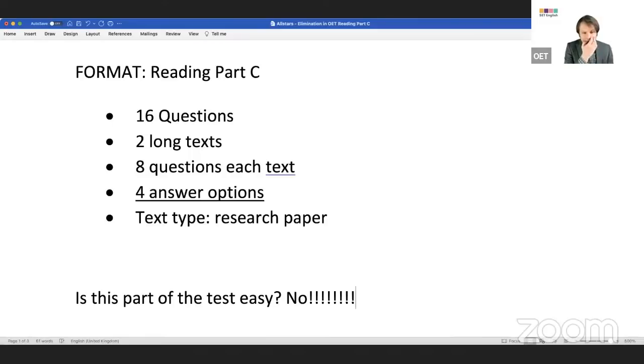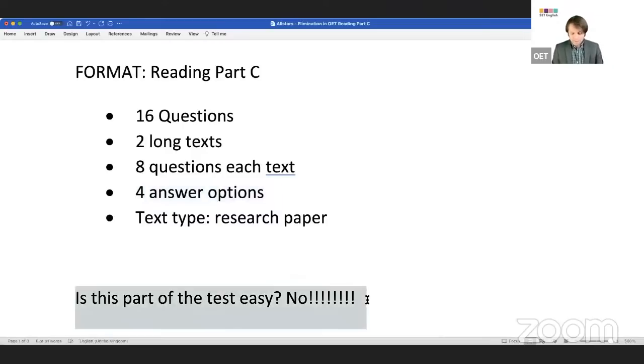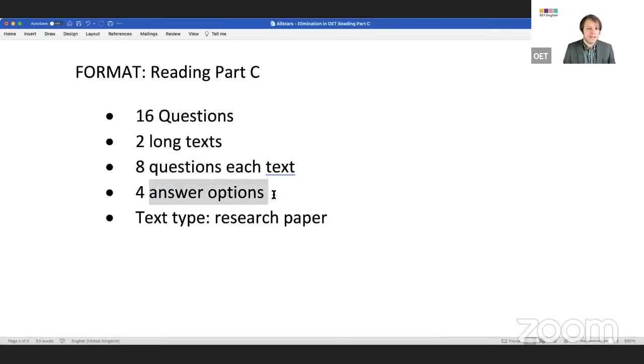No. Okay, and partly it's because we have lots of options, but partly it's because we have 2 long texts as well, and partly because it's just very difficult conceptual reading. And there's a lot of inference as well. Now I'm not going to go into that. But what I want to talk about today is these 4 options. Very important. 4 options, okay?